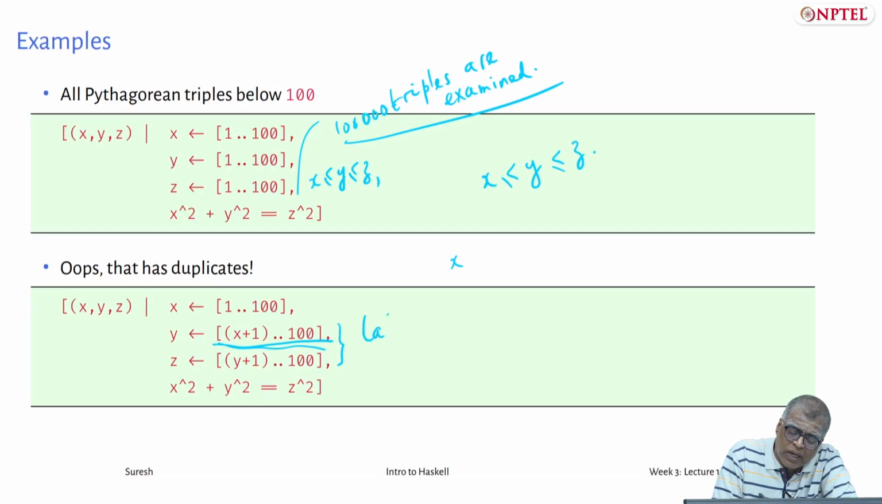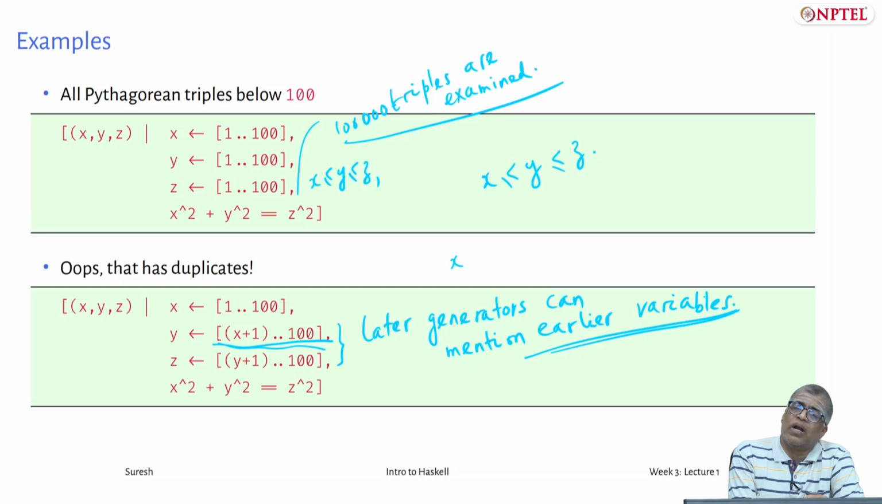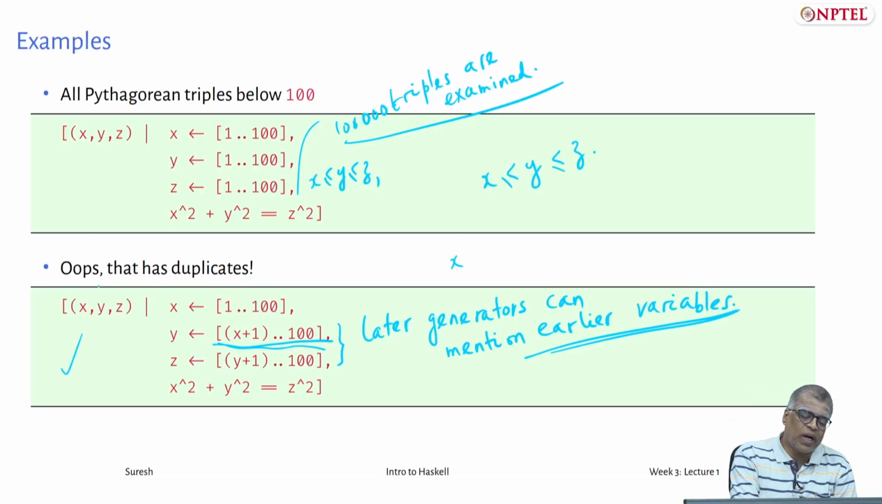So, the point is later generators can mention earlier variables. This is important. So, I will consider x from 1 to 100, I will consider y from x plus 1 to 100, I will consider z from y plus 1 to 100, and then I will just check if x squared plus y squared is equal to z squared. If so, I will output that triple. Okay. So, this is another way of generating this.